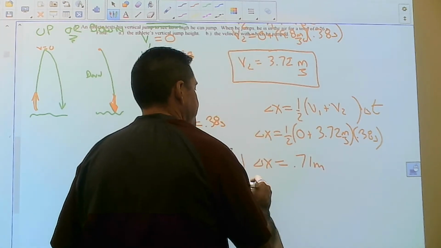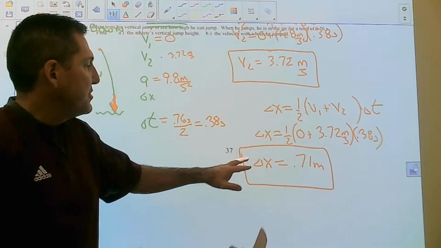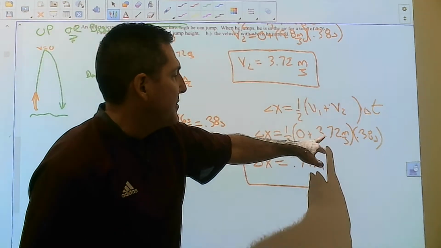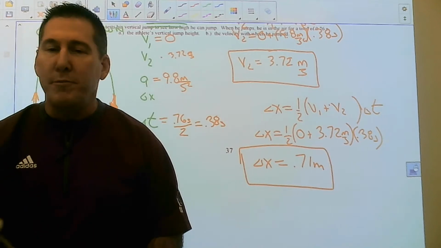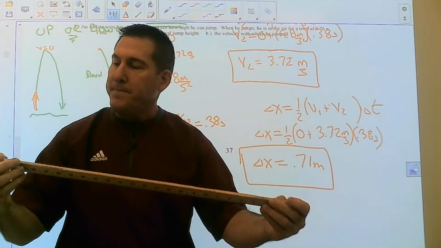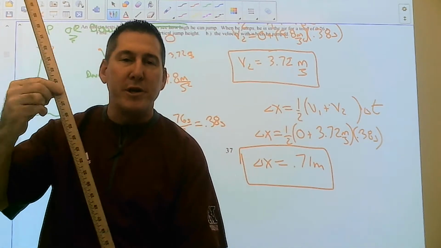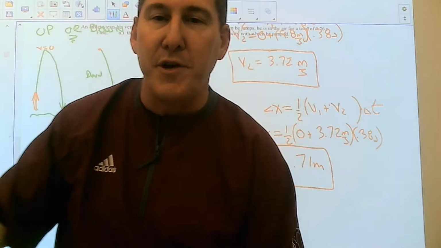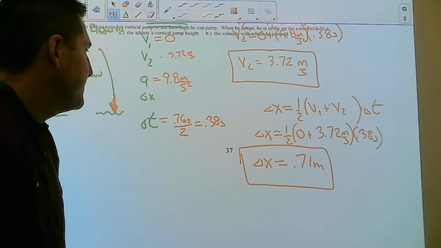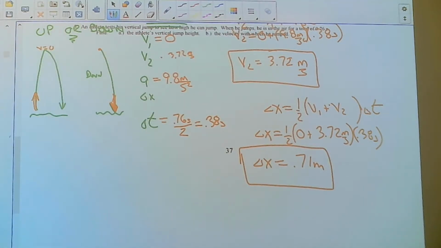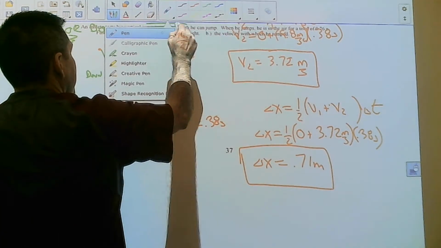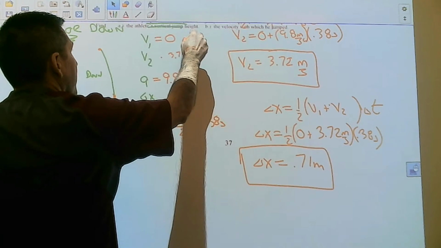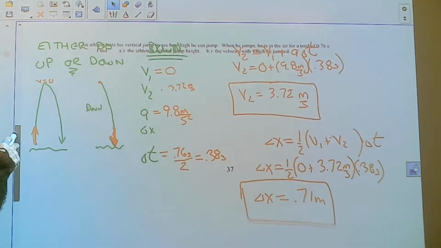0.71 meters. If you didn't get that, just double check. Again, you want 0.5 times 3.72 times 0.38. How much is 0.71 meters? Well, here's a meter stick. 0.71 meters is about 28 inches, so just over 2 feet. That's a pretty good vertical jump. That's a simple, straightforward, symmetrical problem.